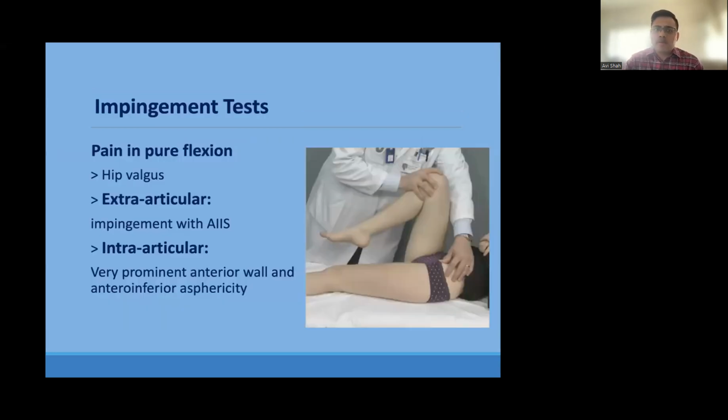The third type of impingement test is only in pure flexion. So pain in pure flexion, in recent studies, has been shown to be associated with severe hip valgus. Also, it can be present if there is intra or extra-articular pathology. So always when you're checking for pure flexion, make sure you have stabilized the pelvis and you're not flexing the pelvis as well. And as soon as you flex, you may get a bony end feel or a soft tissue one.